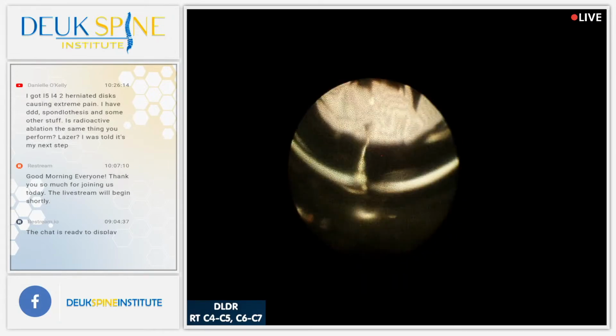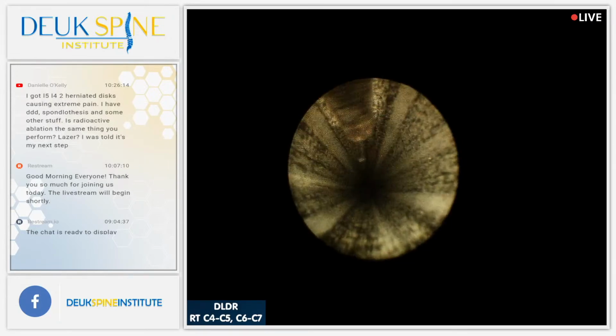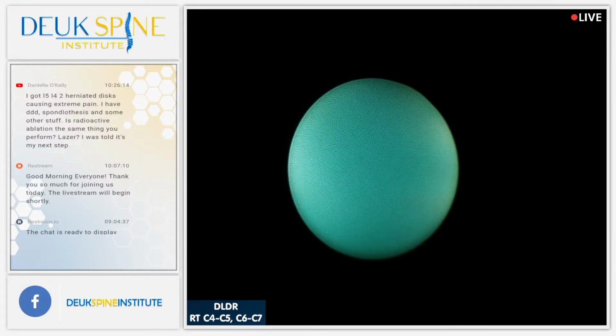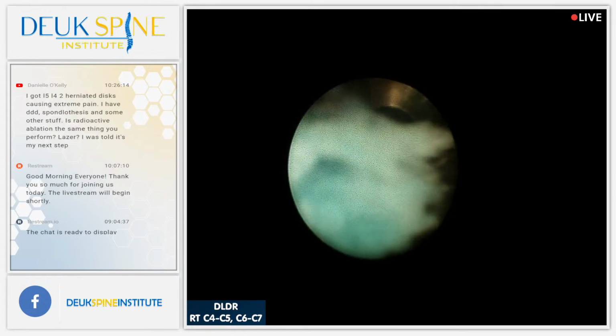Do you see that down there, just as we were leaving? You saw a giant blue herniation. Yes, we did. Wow, look at that thing. Oh, baby. Come on out.